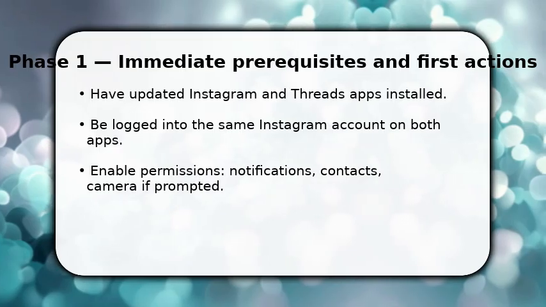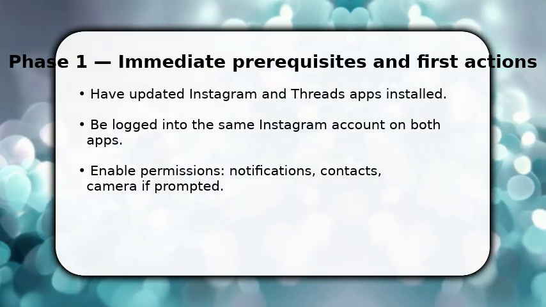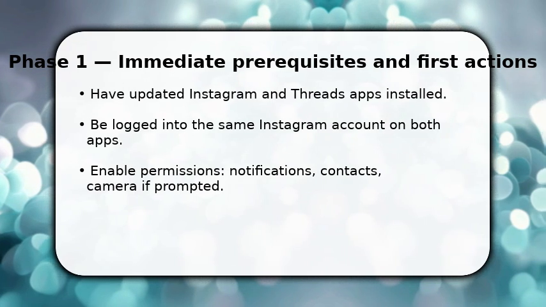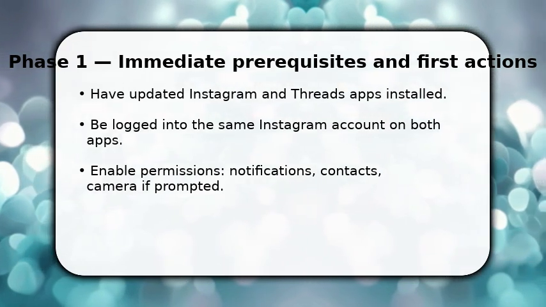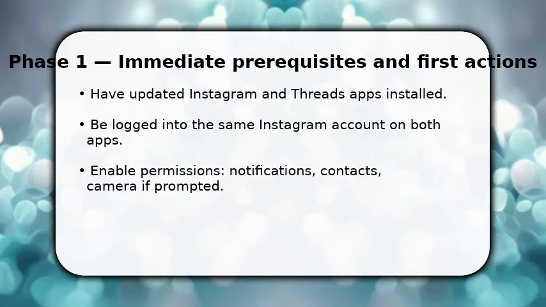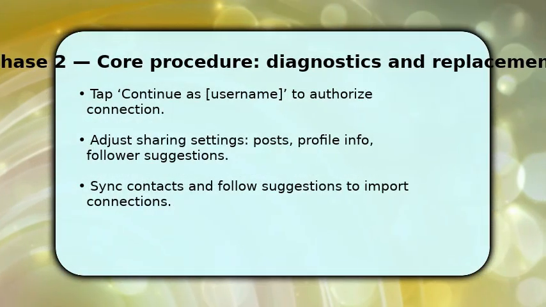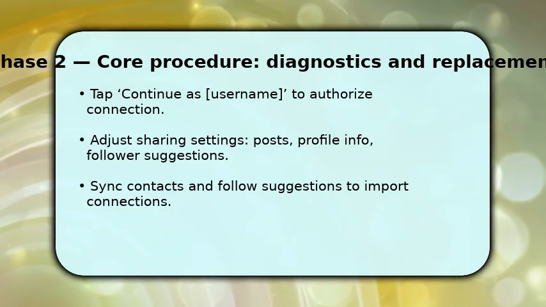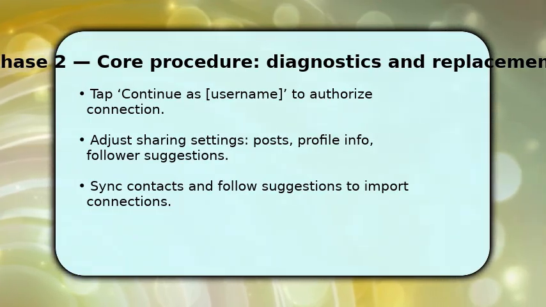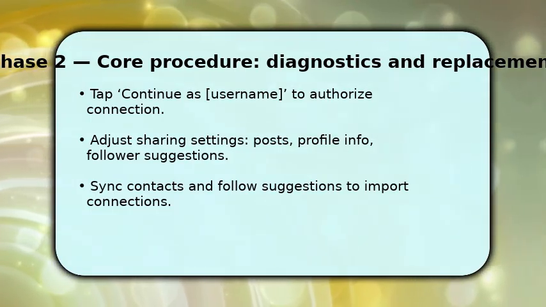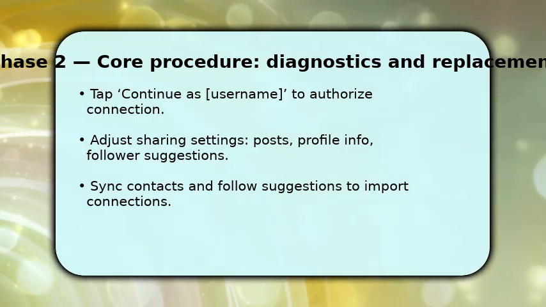This step links identities. It saves you repeating logins and recreates followers and profile continuity between the two platforms. You'll now authorize deeper syncing between Threads and Instagram. When prompted, choose Continue as your Instagram username to grant Threads access to your profile and followers. This is how follower relationships transfer.